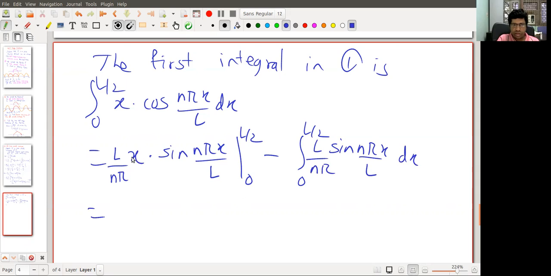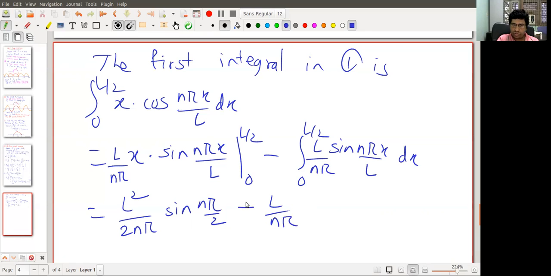And this is, okay, upper limit L by 2. So it is L square by 2n pi sine n pi L, L gets cancelled, so n pi by 2. Then the second limit gives 0, because sine 0 is 0. Here also we have 0. Okay. Minus, here we have L upon n pi, integral of sine, so it is minus cos.